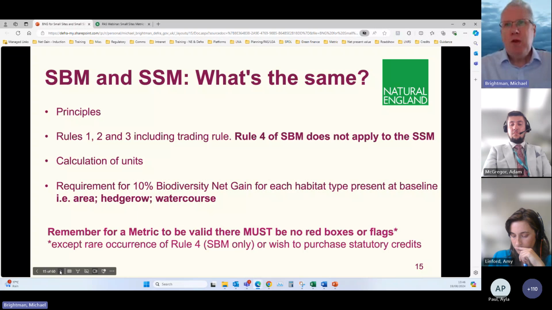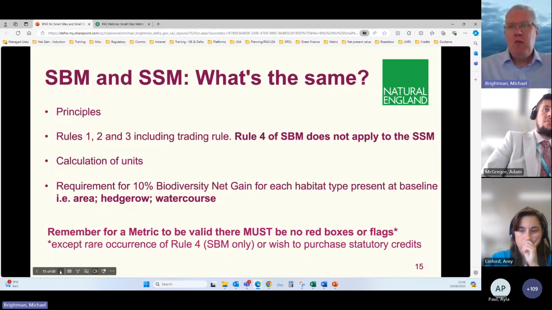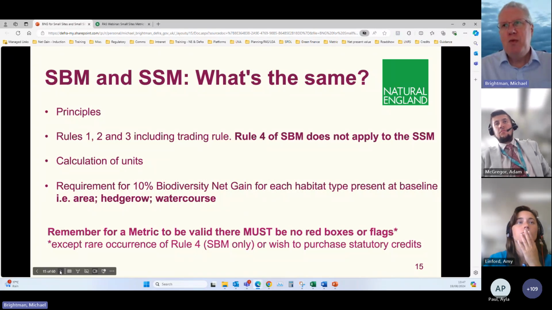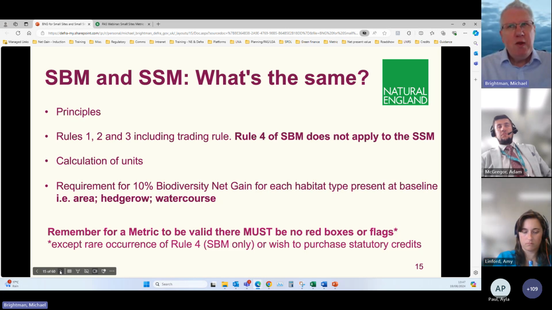Remembering that for a metric to be valid, so that's both metrics, there must be no red boxes or flags. There will be rare occurrences where we can caveat that for the main metric where Rule 4 has been instigated, and also where the developer wishes to purchase statutory credits. That said, given that only very low and medium distinctiveness habitat types are present in the small sites metric, it should be incredibly rare where a local planning authority gives permission to purchase credits on a small site.